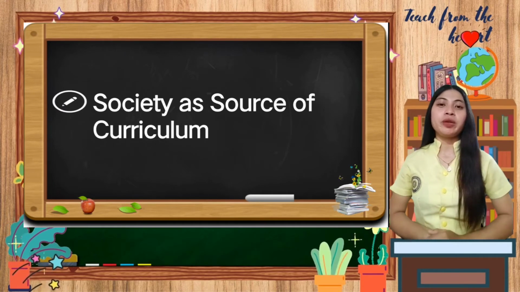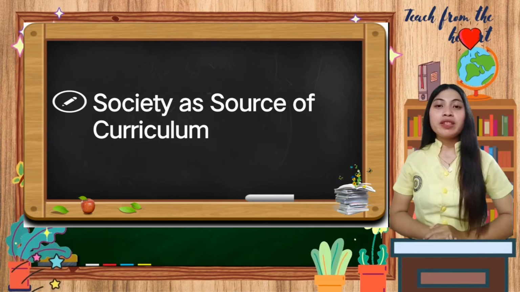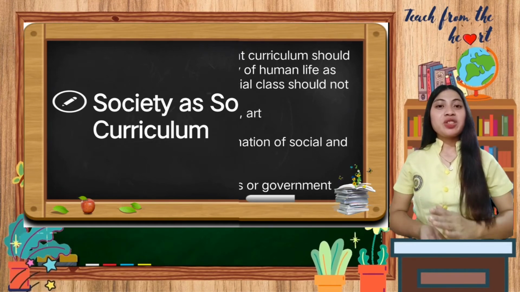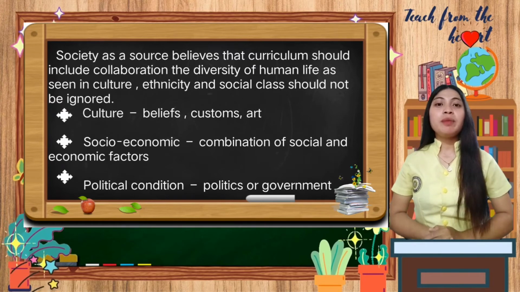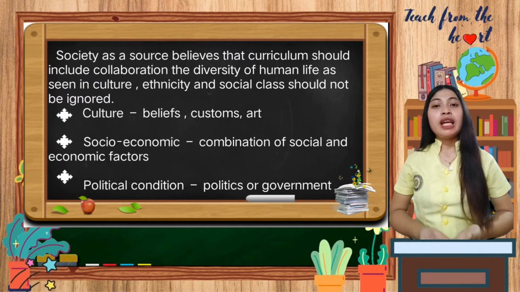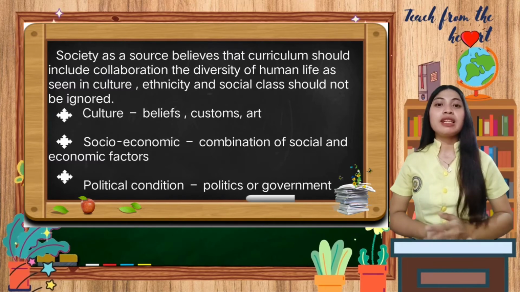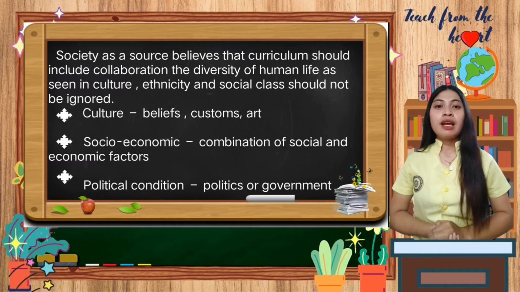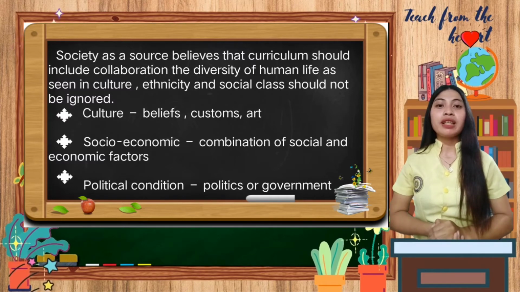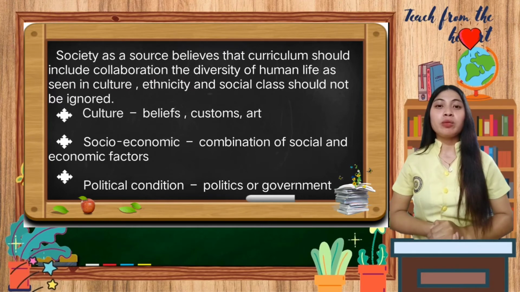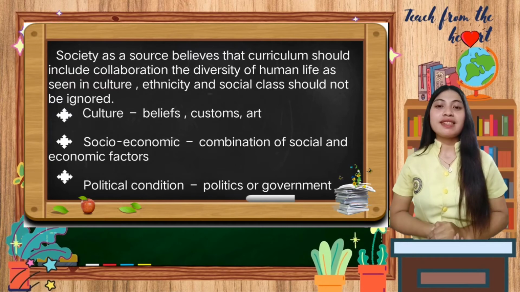Society as source of curriculum. Society is an important source of curriculum. Teachers should also understand the cultural, socio-economic, and political conditions of the people in order to develop a relevant and responsive curriculum. And understanding the context is important in developing a relevant and responsive curriculum since it is useful in selecting curriculum goals and objectives, contents, and learning experiences.